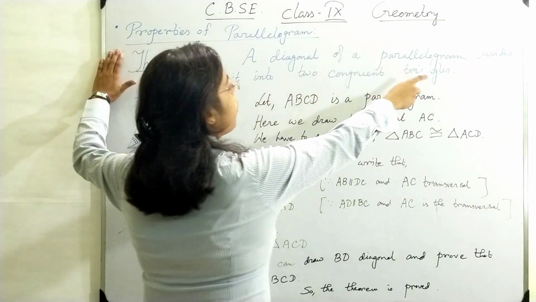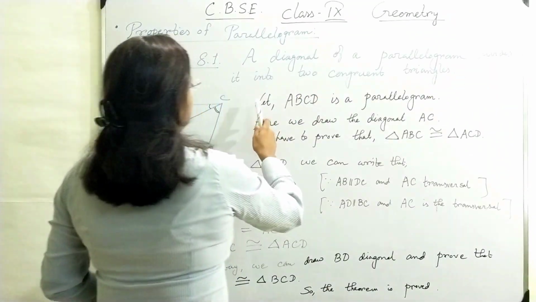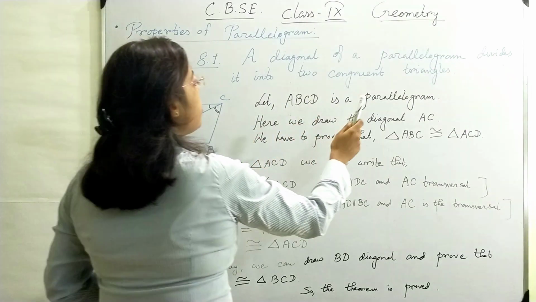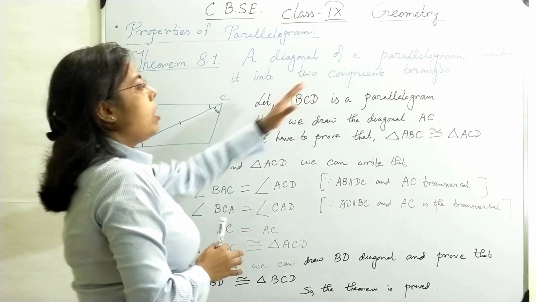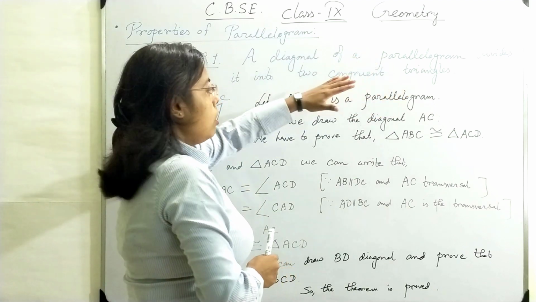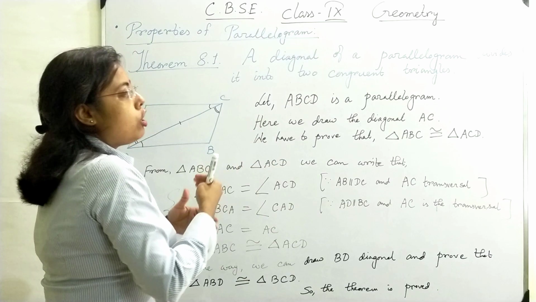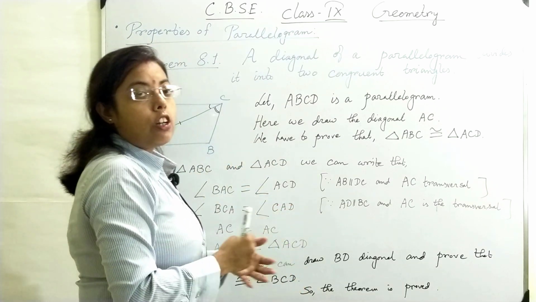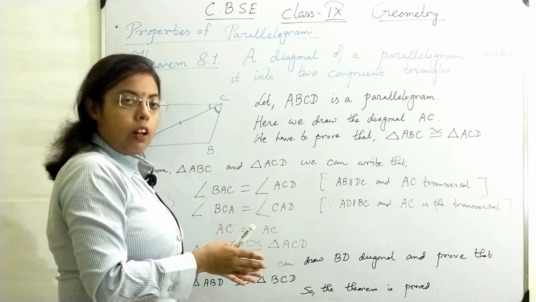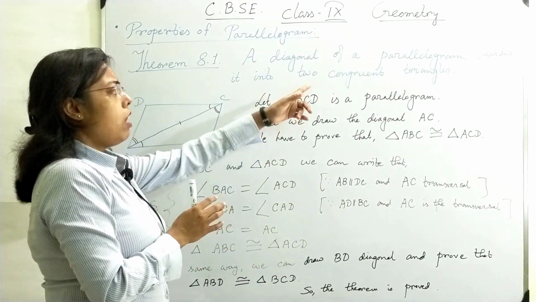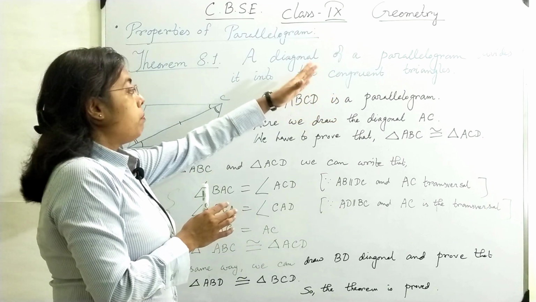A diagonal of a parallelogram divides it into two congruent triangles. In my previous video, I also discussed congruent triangles. What are the properties we have to see to show that two triangles are congruent? There are so many properties. Those who are new to this class, please look at that previous video.